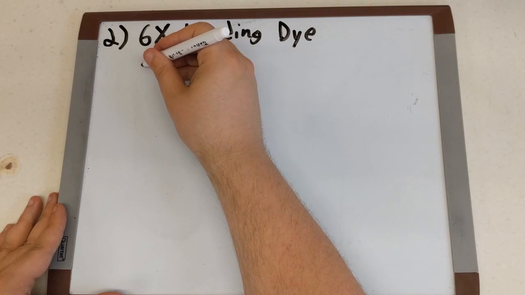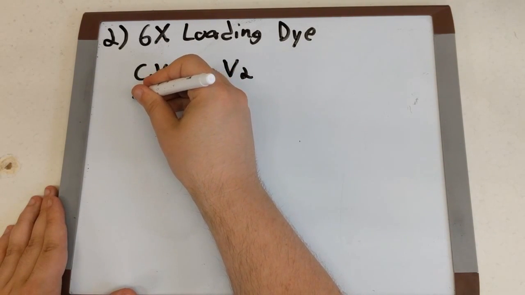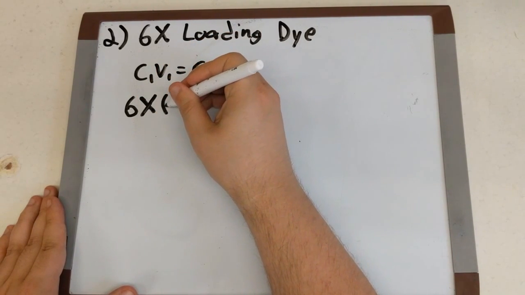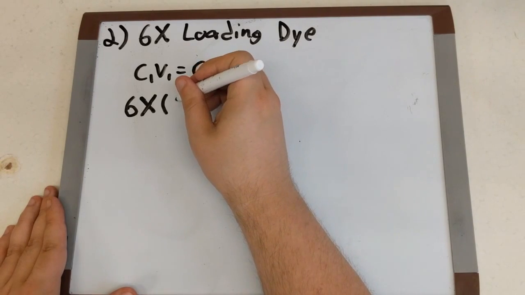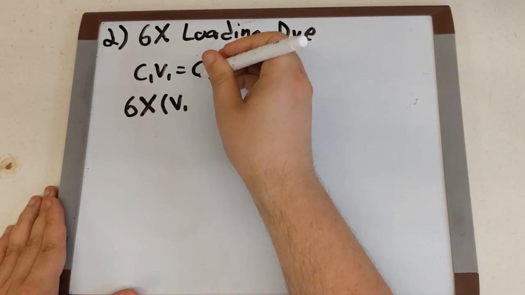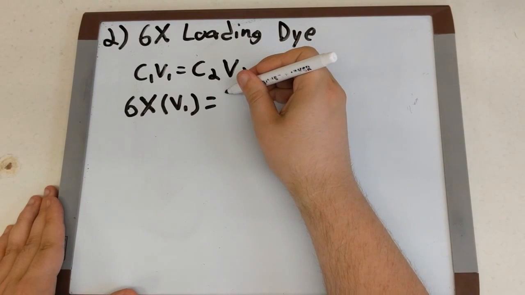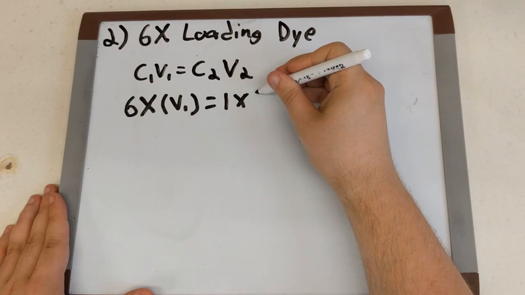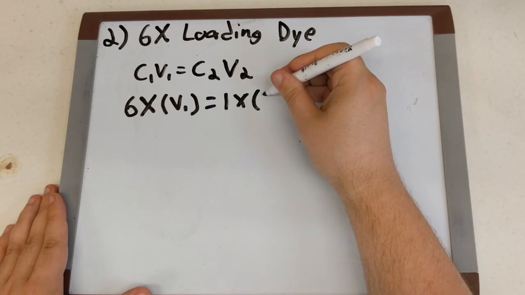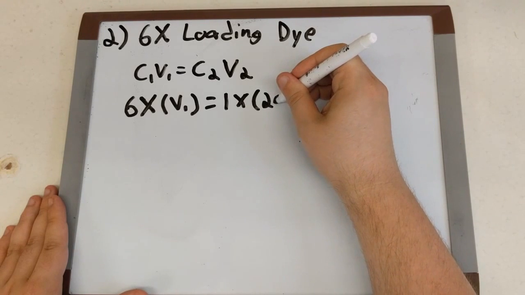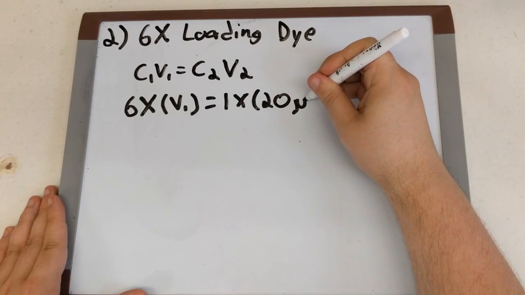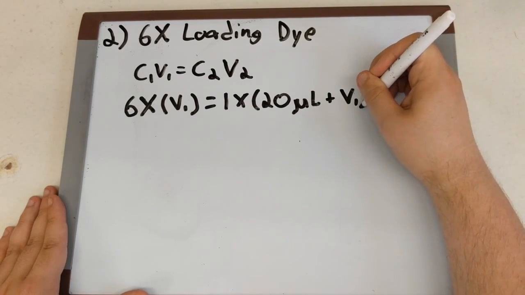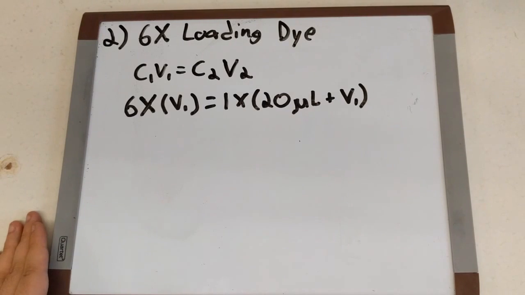So we start with the same C1 V1 equals C2 V2 formula. C1 here is a 6x loading dye, because that's how concentrated our loading dye is in this example. V1 is an unknown. C2 is going to be 1x, that's how much the working concentration is. And in this example, we're going to be using a 20 microliter DNA sample mixture. And we don't know what our final volume is because we don't know how much loading dye we need to add to this mixture. So it'll be 20 microliters plus V1.